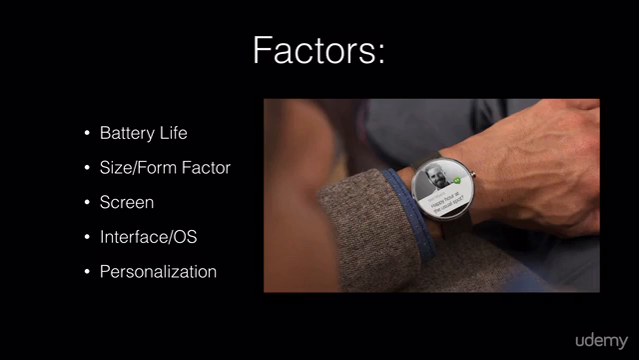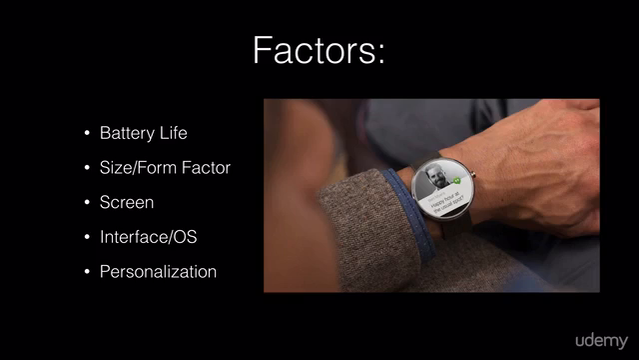Overall interface of the OS and UI, how you navigate throughout it. Android Wear obviously allows Android to be run on these watches, so it's kind of standard, but you're going to have different skins, different themes. You just want to make sure that the interface and OS you're getting is usable and convenient at most. And last but not least, you have personalization. It's a watch. It's a fashion statement. It's an accessory at the end of the day.